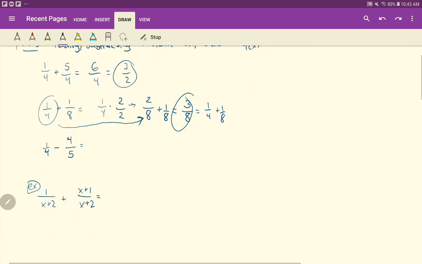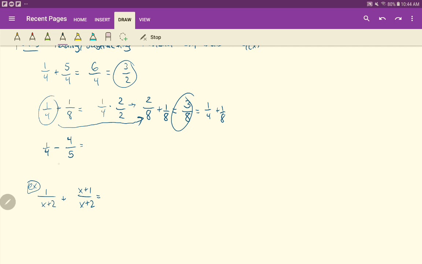All right, same thing is true here for something like 1/4 minus 4/5. Okay, but in this case, I can't easily multiply 4 by something to get 5, nor can I multiply 5 easily by something to get 4. So what do we do? Well, we have to come up with a common denominator, a number that we can multiply with the 4 and with the 5.